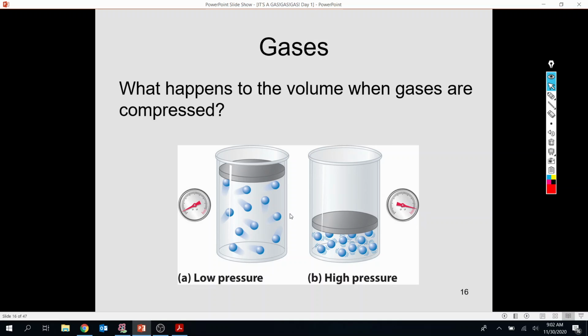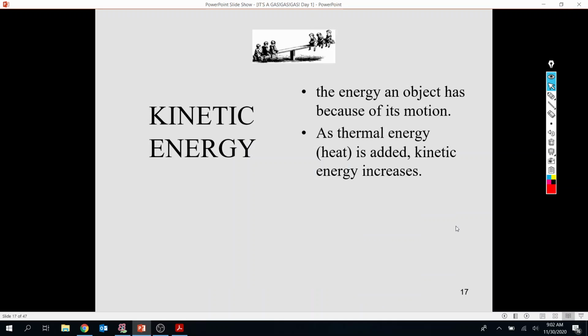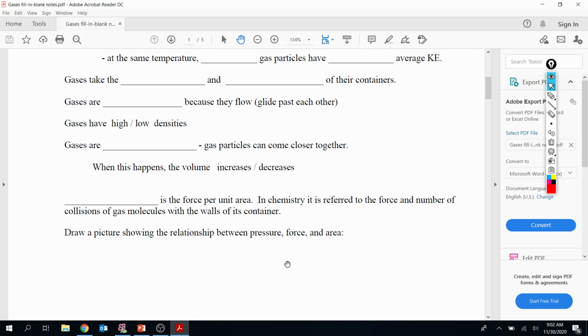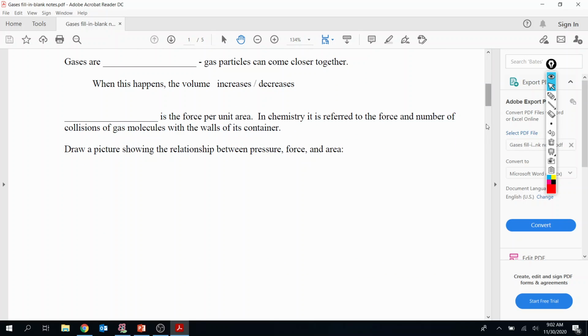So there's that, maybe got a little deeper than you needed, but the idea is that you have collisions more often, and so that is going to provide a higher or an increased pressure. All right, let's see if we got everything we needed to. All right, and then it says to draw a picture showing the relationship between pressure, force, and area.